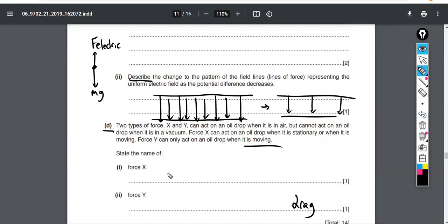Does anybody know a force that also acts in air when it's moving, but it can also act on it when it's stationary too? So this is the force called upthrust. And it's basically why things float. There is more pressure underneath a hot air balloon than there is above it. So there's a net upthrust. Okay, so it's going to float.